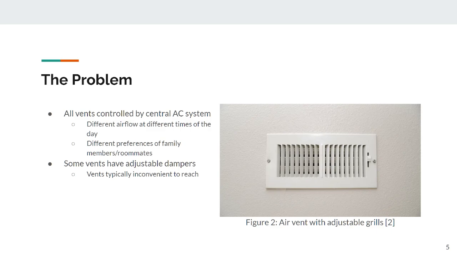Some vents have adjustable dampers that let you control the airflow into the room, as you can see by the lever on the figure on the right. However, as previously mentioned, these vents are typically high up in a room near the roof, which requires a user to stand up on a chair or some other elevated device in order to reach the vent to adjust the airflow. This is especially annoying for those that like it to be colder at night but less cold throughout the day, as they would theoretically have to stand on such an elevated device every morning and night in order to adjust the airflow to their liking.